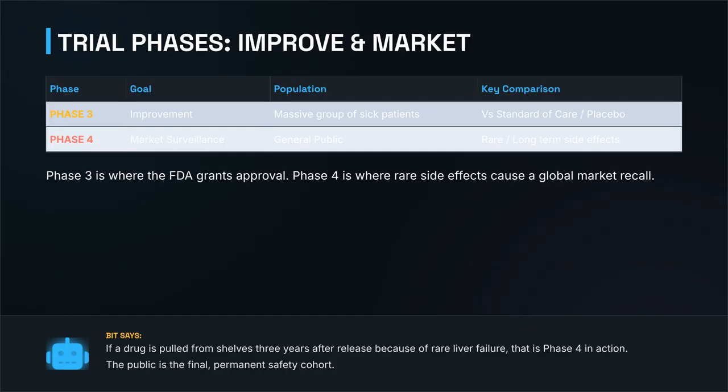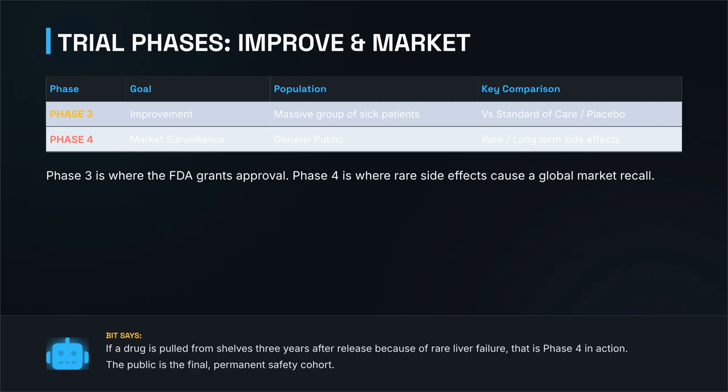Trial phases continue their chronological progression with improve and market. We look at the specific phase, goal, population, and key comparison. Phase 3 looks for improvement. The population is a massive group of sick patients. The key comparison is versus standard of care, or a placebo.